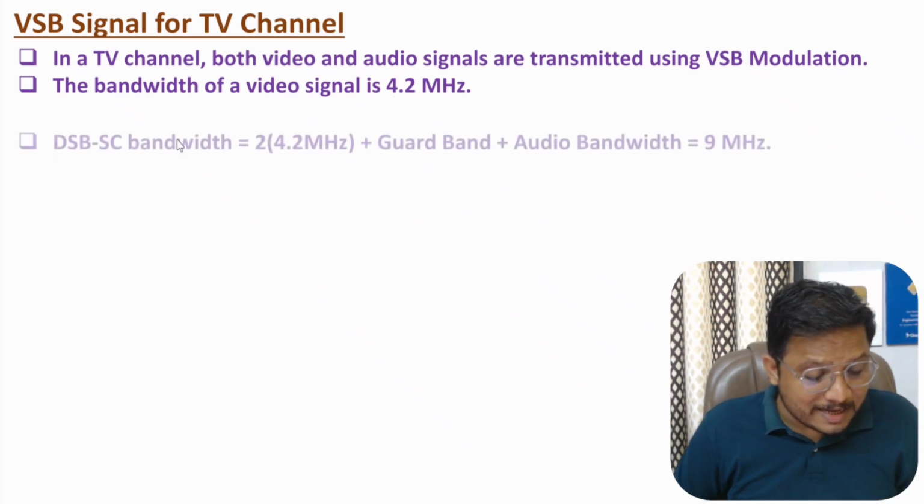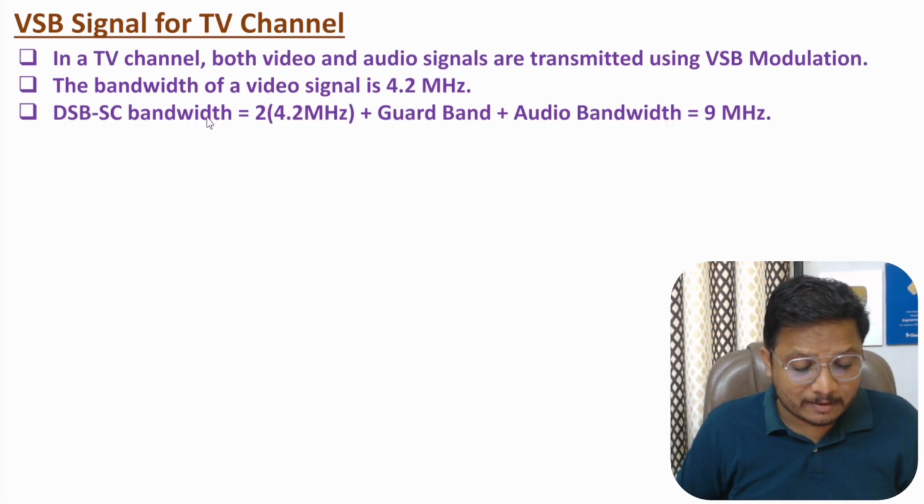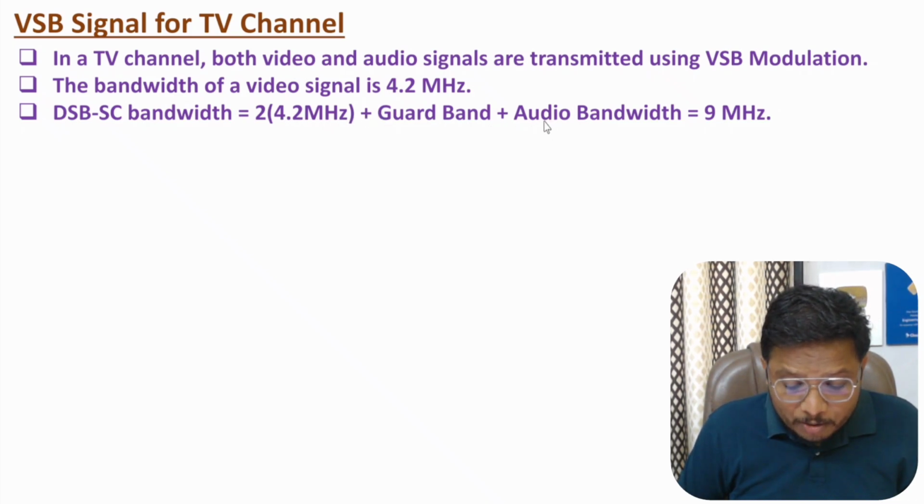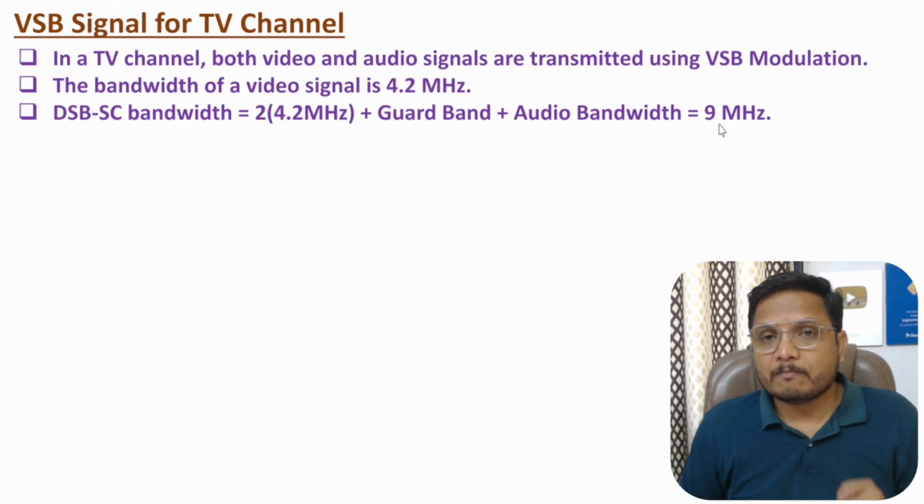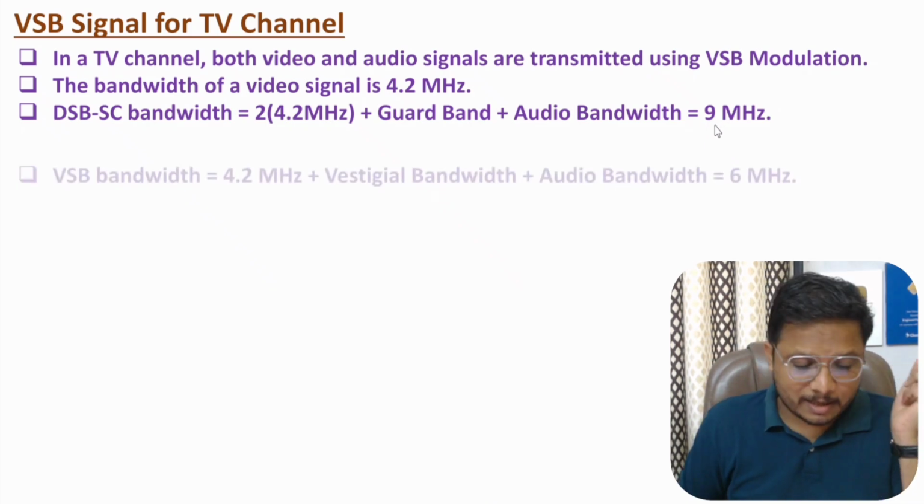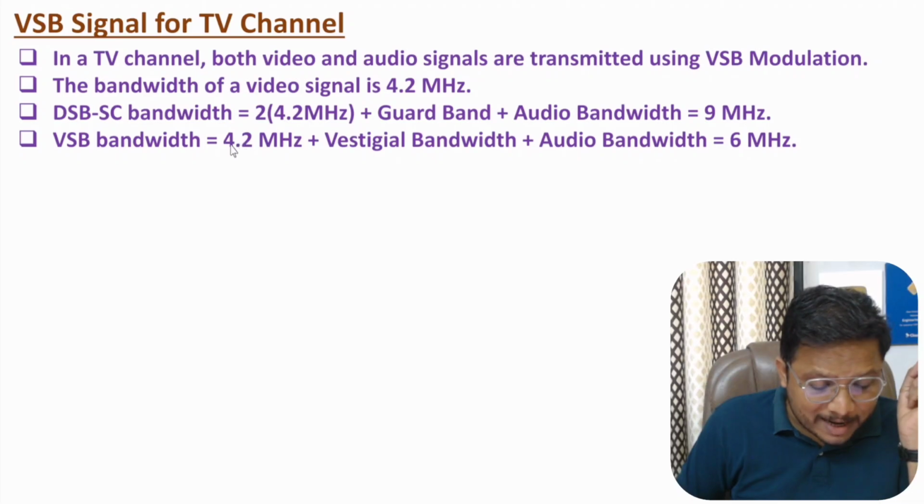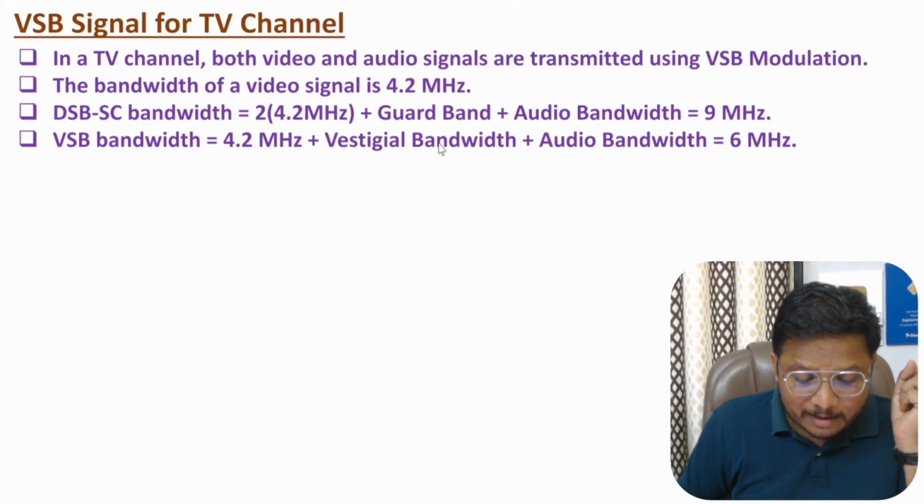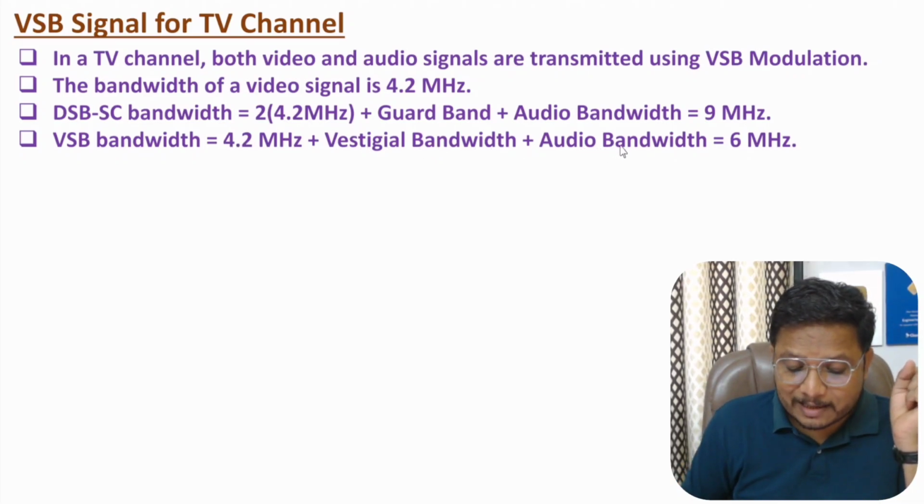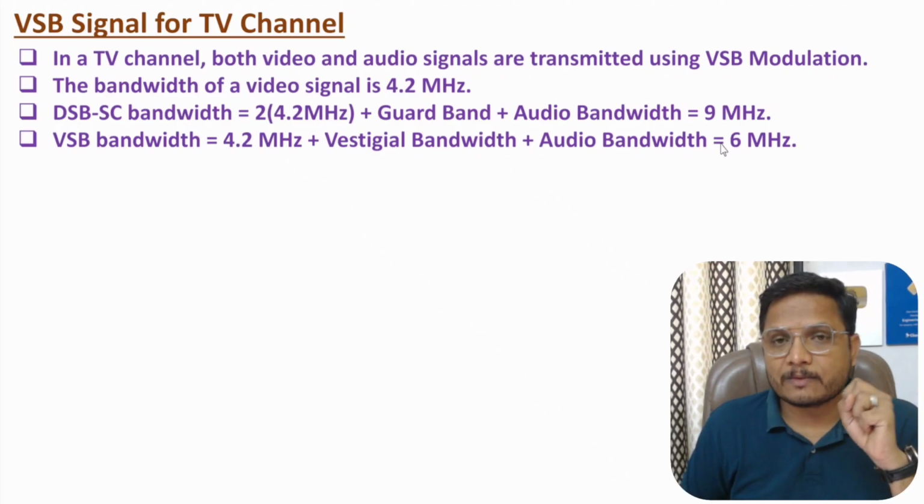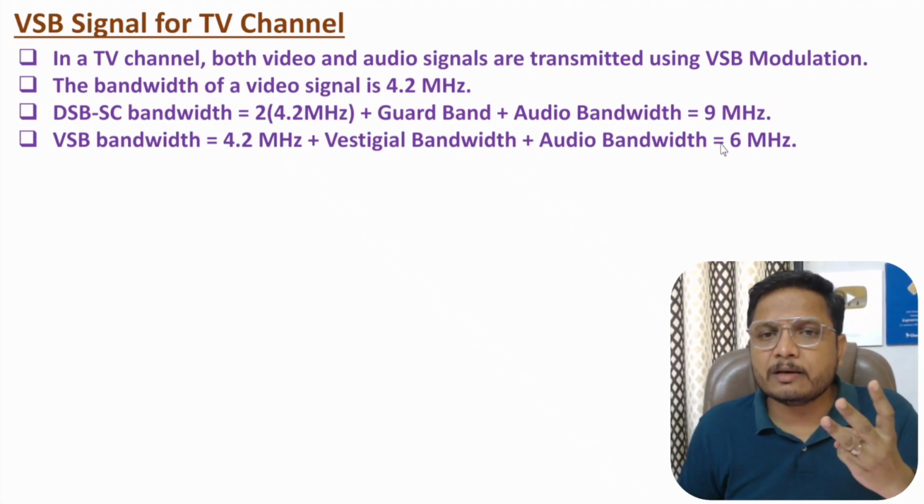If you use DSBSC, then for video itself we need a bandwidth of 2 into 4.2 plus some guard band plus audio bandwidth, which is somewhere around 9 megahertz. But if we use VSB, we need one band, then the vestigial band, and then audio. That is somewhere around 6 megahertz. So here we are saving a bandwidth of 3 megahertz for one channel.